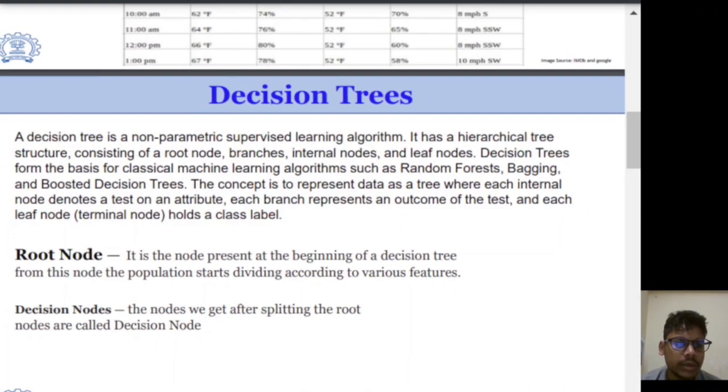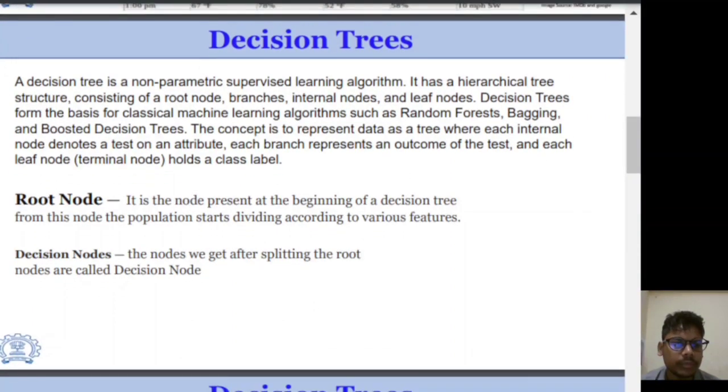A decision tree is a non-parametric supervised learning algorithm. It has a hierarchical tree structure consisting of a root node, decision nodes, branches, internal nodes, leaf nodes, and also sub-branches. For a decision tree, we present the dataset in a tree format. Here are the steps of the presentation in tree format.